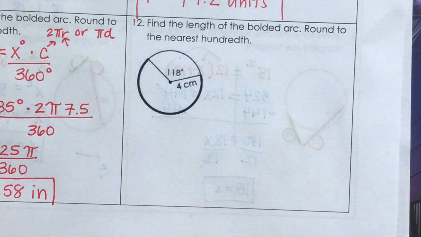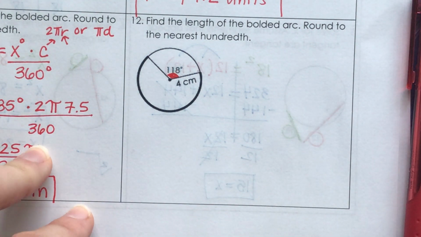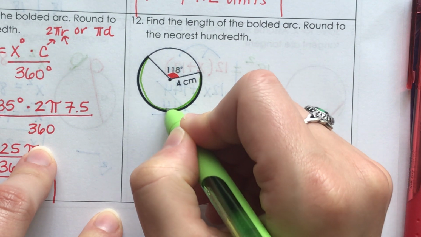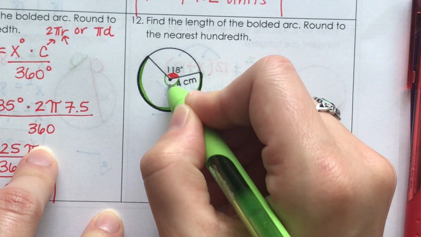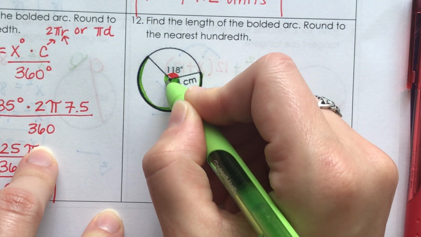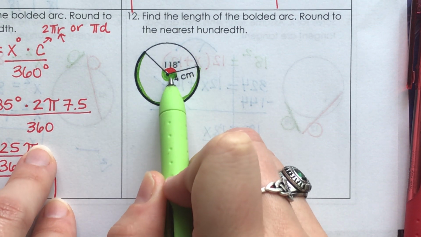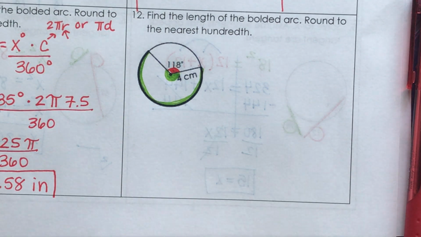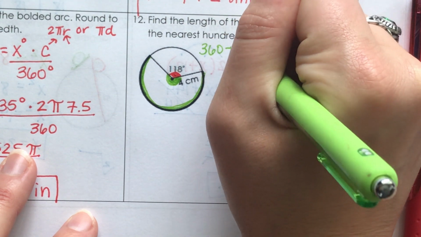Okay, number 12 looks similar. Find the length of the bolded arc. Now, what's different here is I tell you that this angle is 118 degrees, but I want to know the arc length over here. That's way different, right? So I have to figure out, well, what is the angle measure inside here? Well, I know the whole thing is 360, and I want to figure out what's left over of the green, so I'm going to take 360 and take away this red part to figure out what's left over inside. So I'm going to do 360 minus 118.